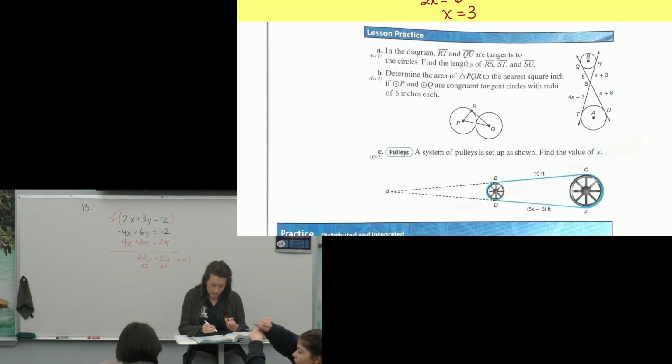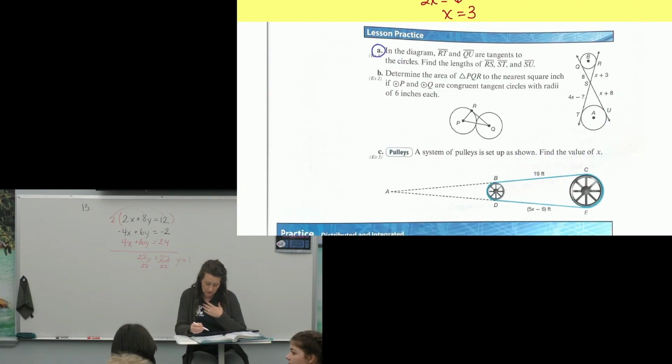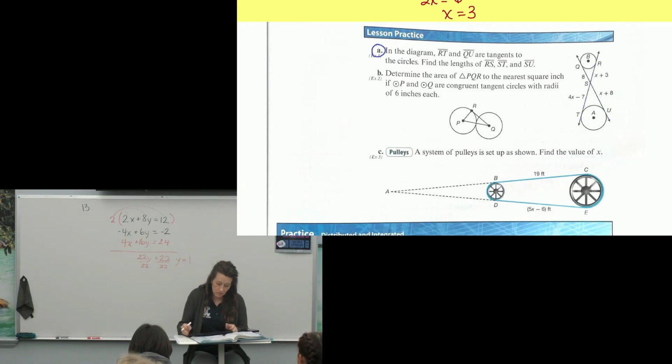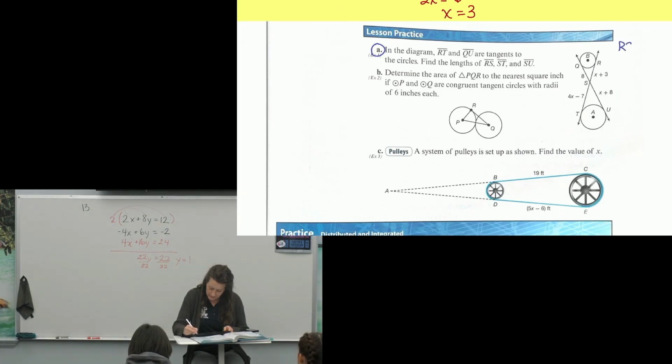Okay, A looks like this. In the diagram, RT and QU are tangents to the circles. Lovely. Find the length of RS. ST is 72, and SU. ST and SU are going to equal each other, right? RS is super easy. What is RS going to equal? Does anybody see that one right away?